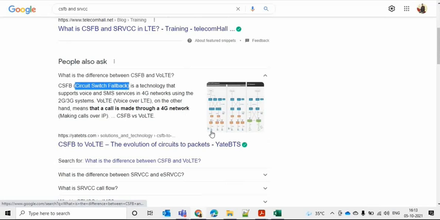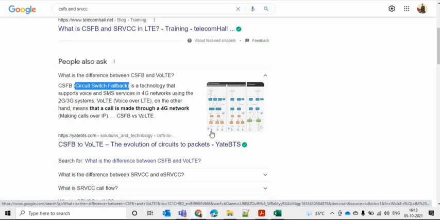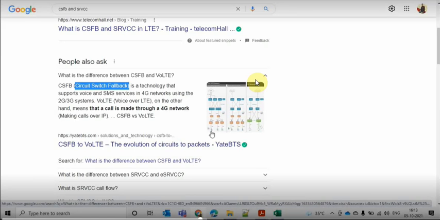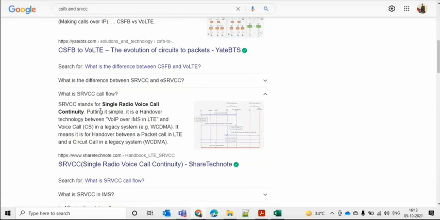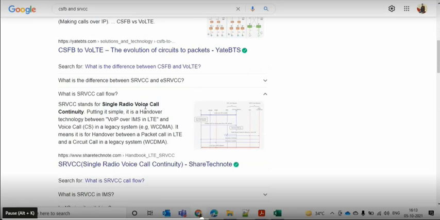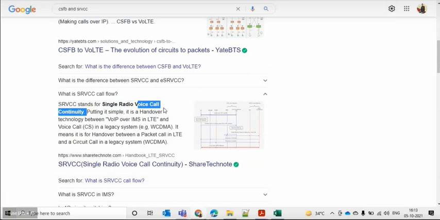And for any ongoing call, like I'm in a moving vehicle right now, going from a 4G network to a non-4G network like 2G or 3G, how will this call be handled? It will go through SRVCC. This is SRVCC, single radio voice call continuity. I'm on an established call with Shiva right now, and I'm moving in a vehicle.